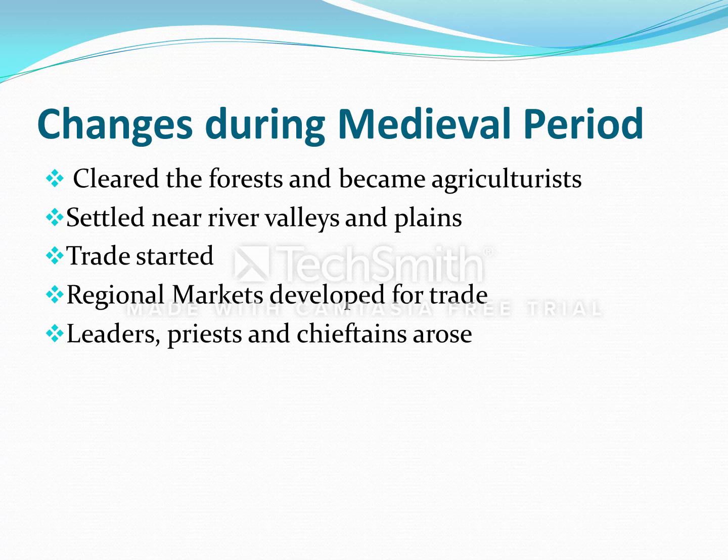Now we see what were the important changes that took place during the medieval period. People cleared the forest to extend their agricultural lands. They moved from the forest and settled near the river valleys and plains. People became farmers and peasants. Trade started. People started selling their extra produce. Regional markets developed for trade.